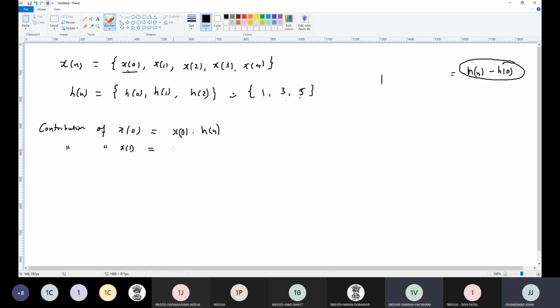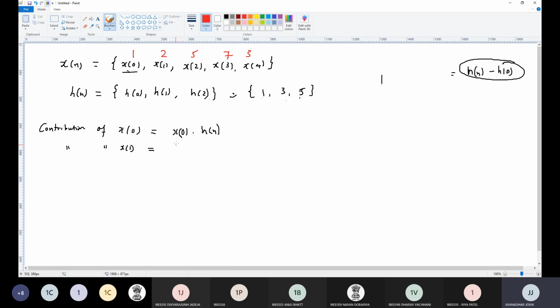What do you say? Remember, suppose yours is 1, then this is 2, then 5, then 7, then 3. This 2, who were you multiplying it with? With this one. Right? To find out the contribution of x of 1, were you using x of 0 at the same moment of time? No, sir. We were putting 0.